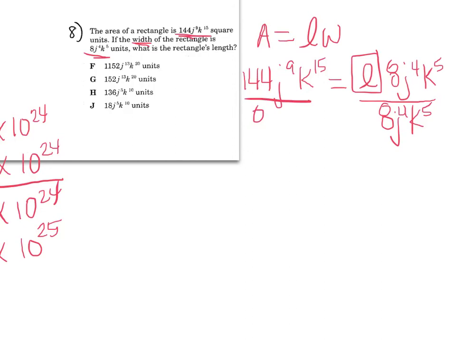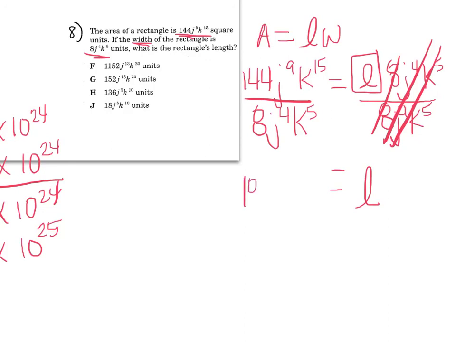So hopefully just by knowing what your area formula is, you'll be able to figure out what you have to do with the numbers. You end up having to divide them. So if I want to figure out what my length is, let's go ahead and divide those. 144 divided by 8 is 18. Just by doing that right there, you can eliminate it down to the correct answer because there's only one of them that has an 18.